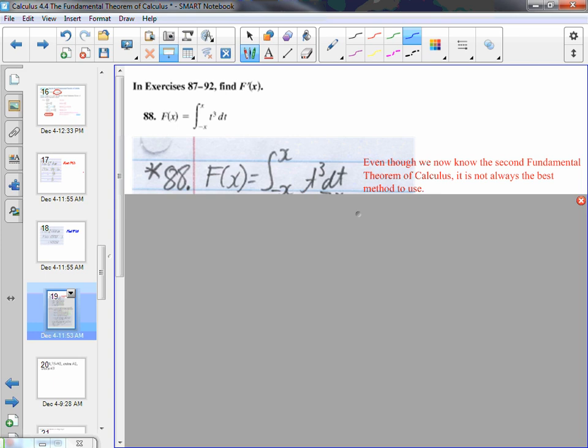All right, number 88. So back to the book. We're supposed to find capital F prime of x. Now, even though we now know the second fundamental theorem of calculus and we're really, really good at using it, it's not always the best method to use. In fact, it doesn't apply here. Why not? Because we don't have a constant as our lower limit of integration.